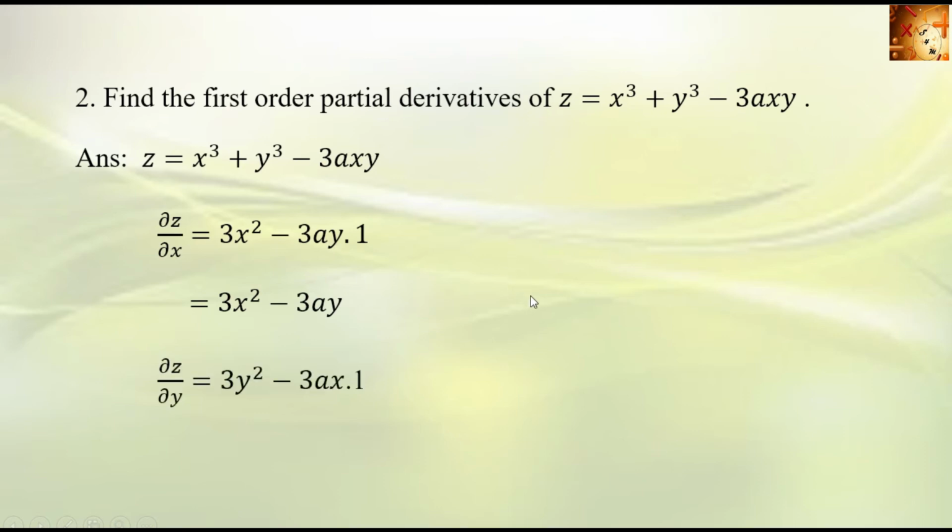Similarly, ∂z/∂y: x cube is a constant, so derivative is 0. Y cube derivative is 3y square, minus 3ax, where 3ax is considered a constant term, then derivative of y is 1. So the answer is 3y square minus 3ax. So these are the first order partial derivatives of z, ∂z/∂x and ∂z/∂y.